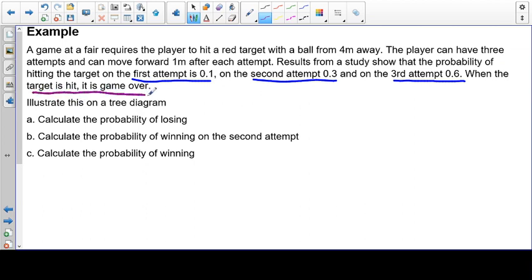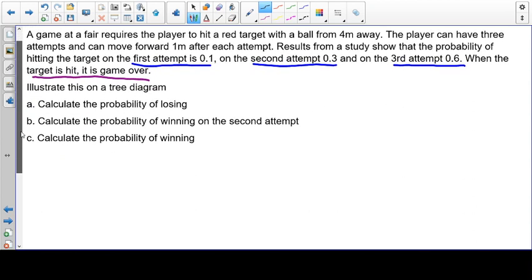Now that's important because that means that actually some of the tree diagram we're not going to need. So what we don't want to do is overdraw. Illustrate on a tree diagram. Okay, so first attempt, we can hit the target or we can miss the target. I'm just going to put an M. I could put H dash for not hit. The probability of hitting on the first attempt is 0.1, which means that must be 0.9.